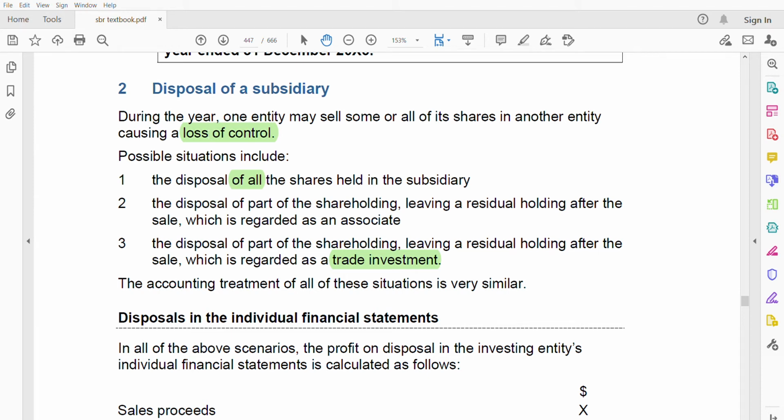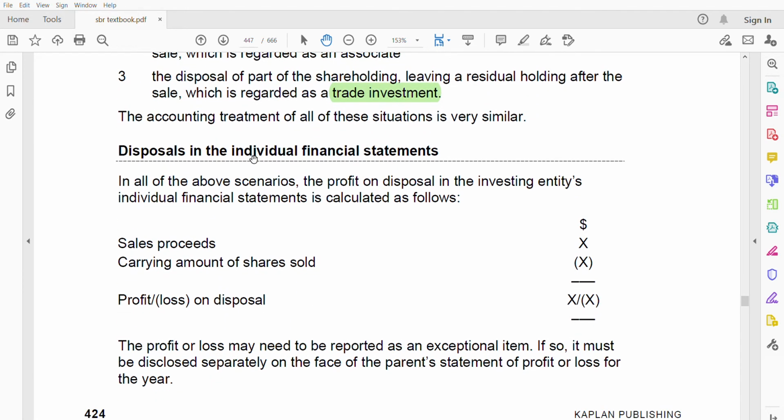Okay. So let's see. This is the disposal in the individual financial statements. In all of the above scenarios, when you're disposing, you'll be getting some profit. So that profit on disposal in the investing entity's individual financial statement is calculated as follows. Make sure that you know the individual scenarios also. Individually, it will be sale proceeds, the amount at which you are selling, minus the carrying amount of the shares that you have sold, and that gives the profit or loss on disposal. But this is in the individual financial statements.